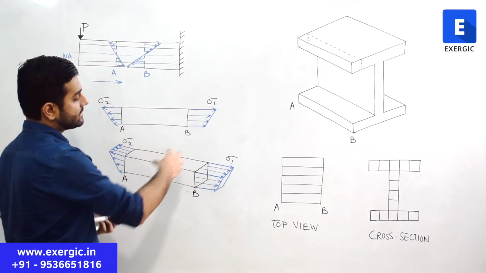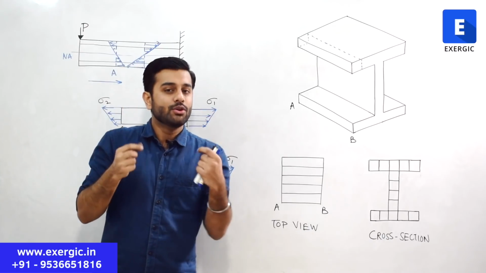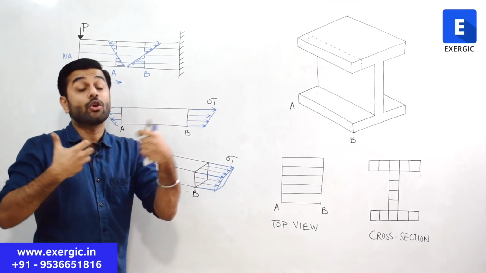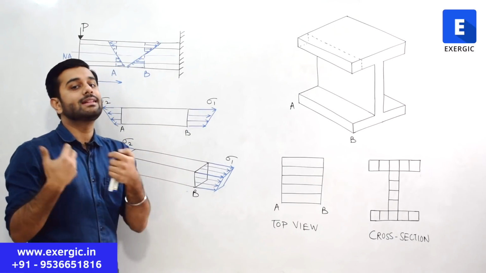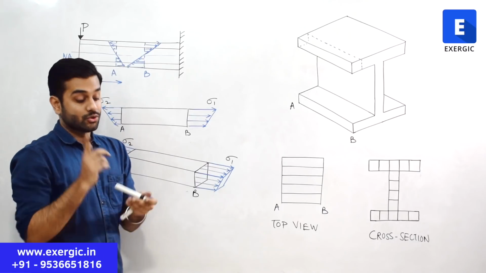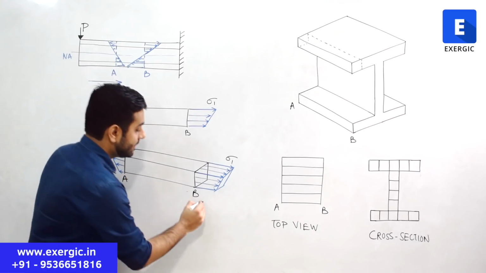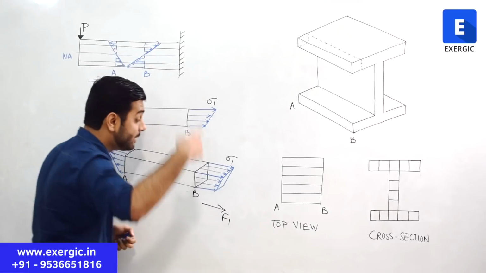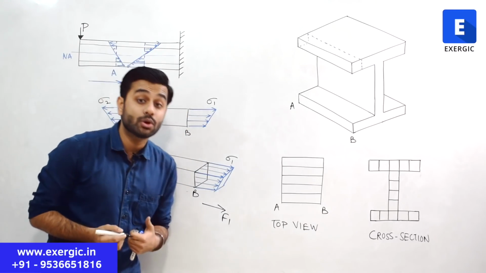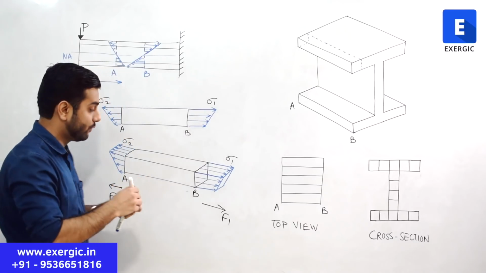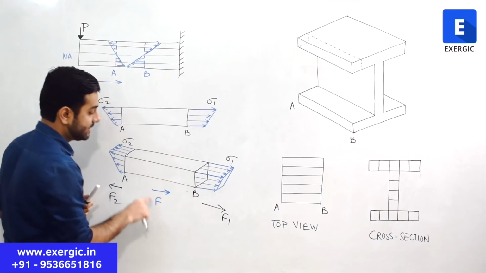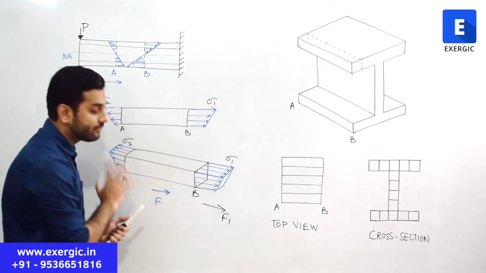If you consider this section as a free body diagram, you will realize that the resistive forces, the normal forces, are not balancing each other. Area is same, but stresses are different. So the net force in this direction, F1, will be more than the net force in this direction, F2. F1 is not equal to F2, so there will be a resultant force in this direction. Right or not? And this F will be F1 minus F2.